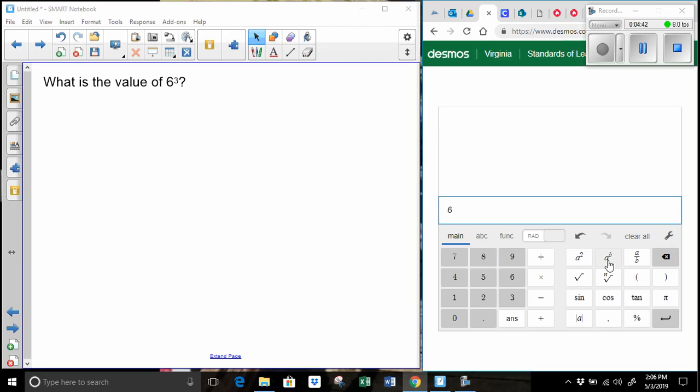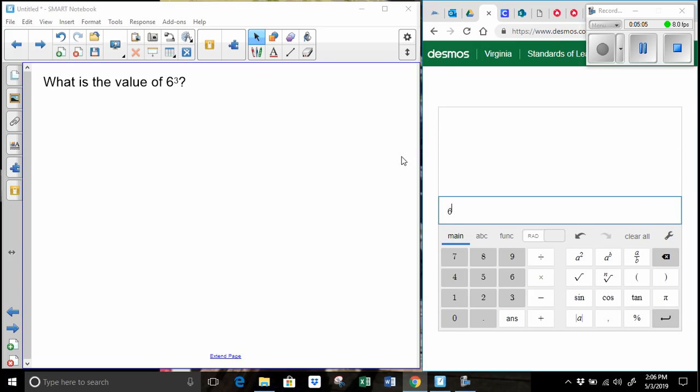So I'm going to look over here at this button. If I click on this button, if you notice, your cursor moves up a little bit higher than the 6. And I'm going to go ahead and type 3 so that it shows 6 to the third power, that 3 being an exponent. And 6 to the third power gives us 216. So our answer for this would be 216.